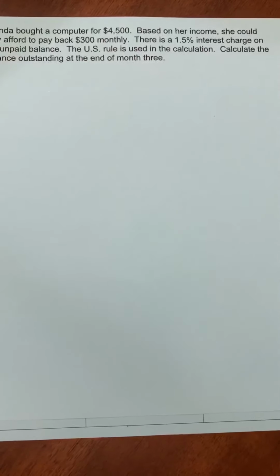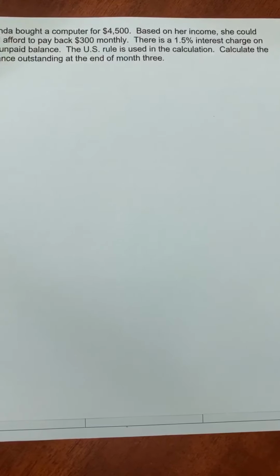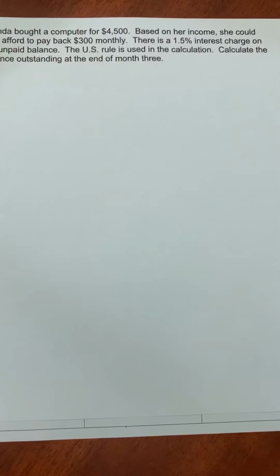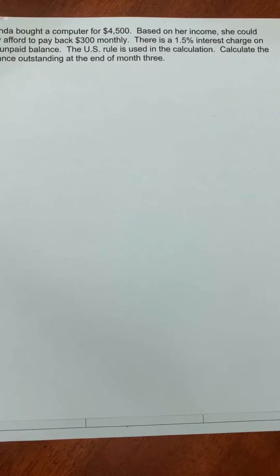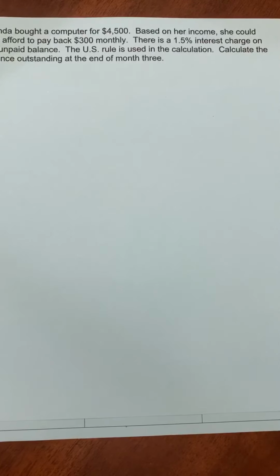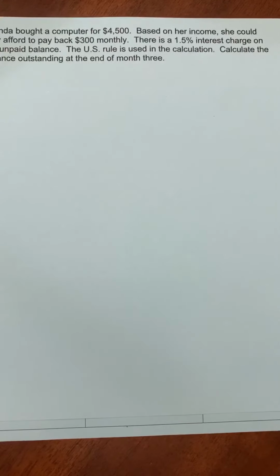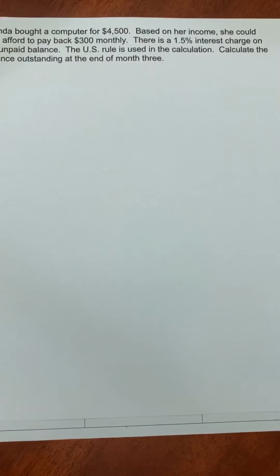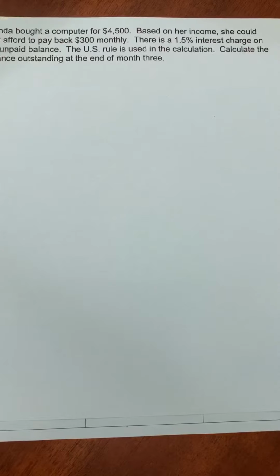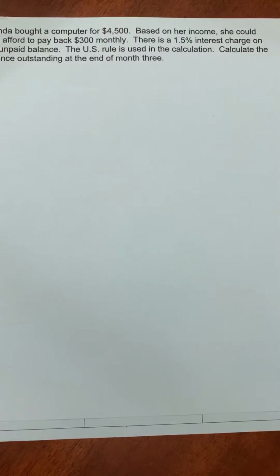Okay, in this video we're going to look at amortizing a loan, which is breaking down each payment and seeing how much goes to principal, the amount we borrowed, and how much goes towards our interest. So in this problem, we are buying an item for $4,500. We are paying back $300 a month, and there is a 1.5% interest charge on the unpaid balance.